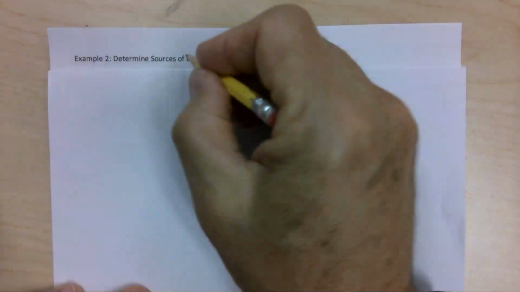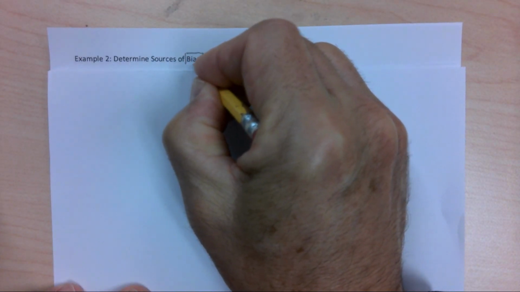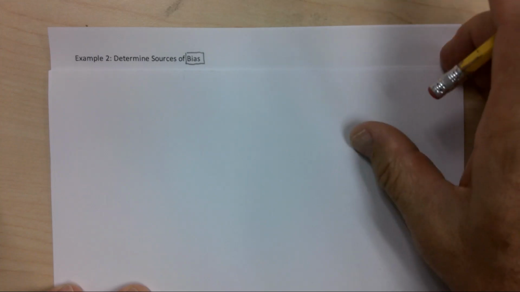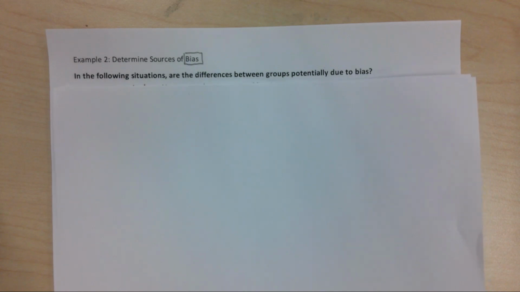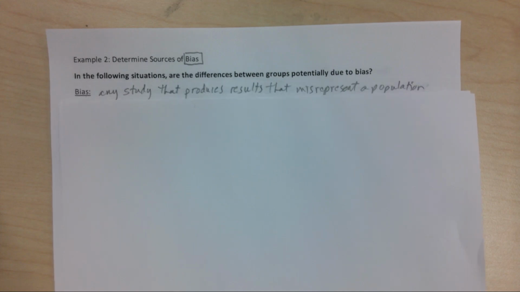All right, a very, very common word used in statistics is the word bias. The results of studies can be full of error based on how the studies are being done. Different types of studies create different types of biases, which creates bad results, and we're going to dive into that. So here we go. In the following situations, are the differences between groups potentially due to bias? So, what is bias? Well, I explained it, but here's the definition.